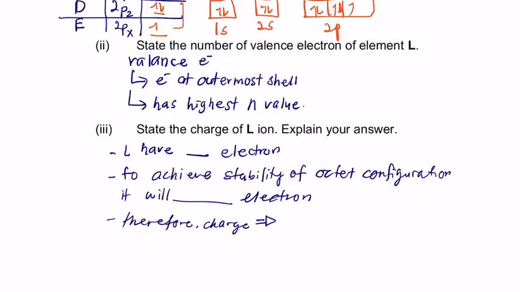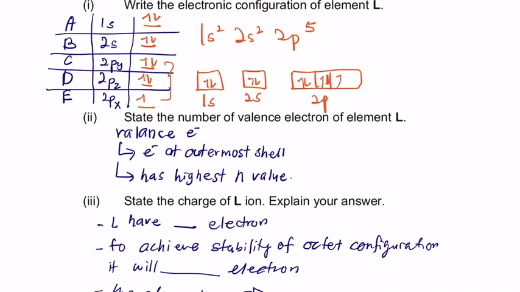The next one, state the number of valence electron of element L. Okay. So, valence electron, apa dia? Adalah electron at the outermost shell. Okay, and has the highest value of N. So, sekarang ni highest value of N kita di mana? Di sini. 2S and 2P. Okay, inilah dia punya highest. Okay. So, jadi dia punya number of valence electron adalah 2 campur dengan 5. So, it will be 7.